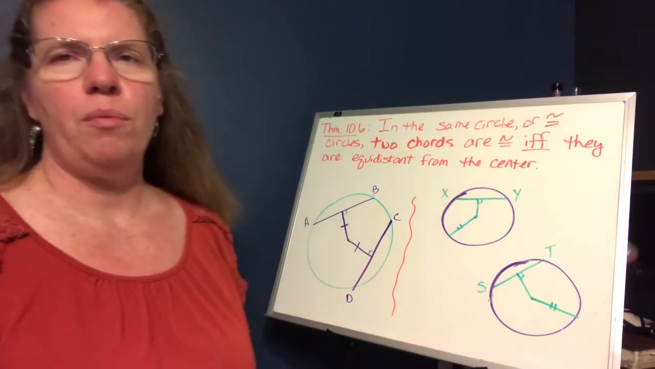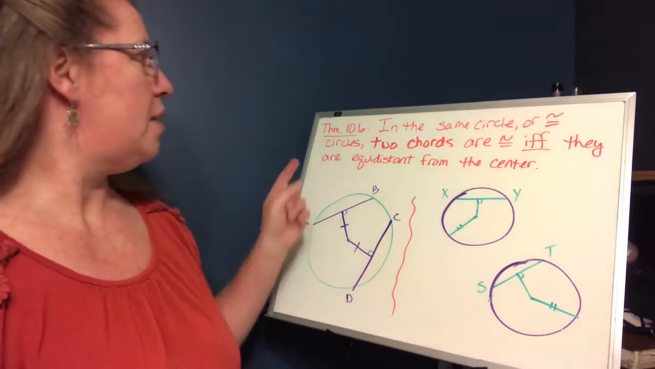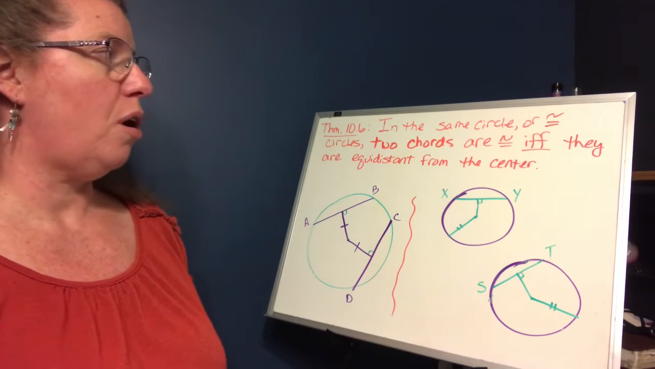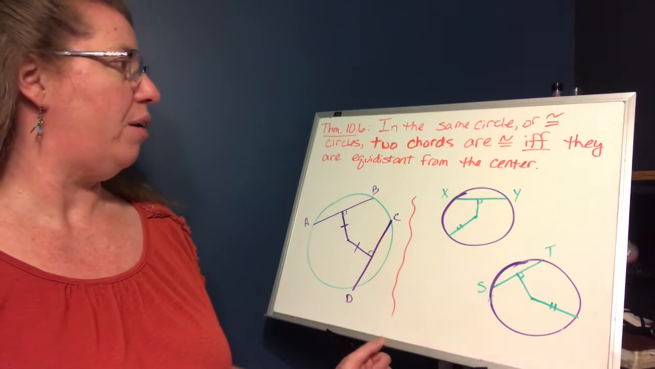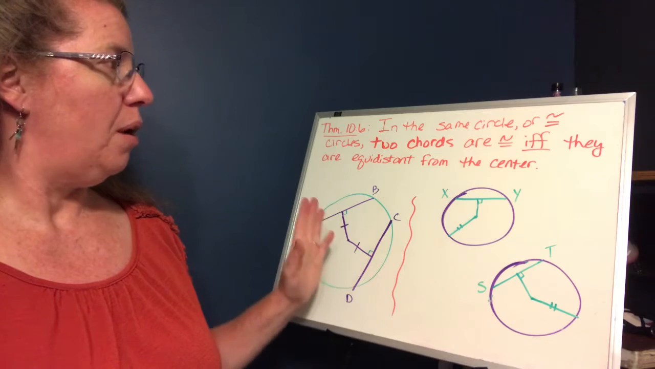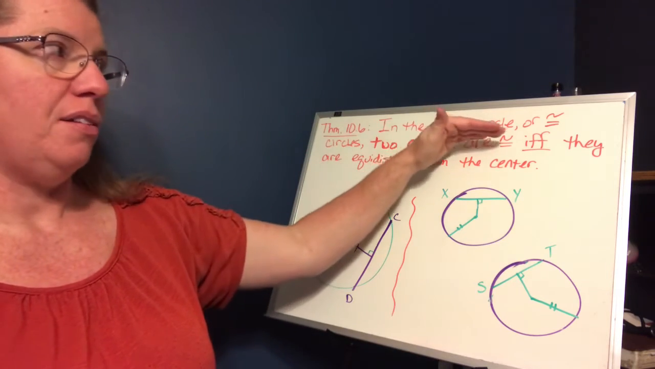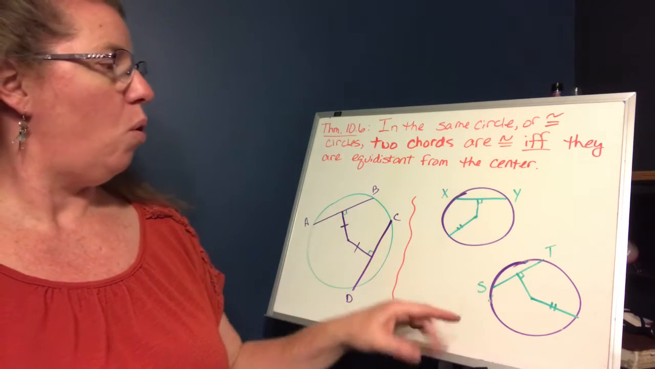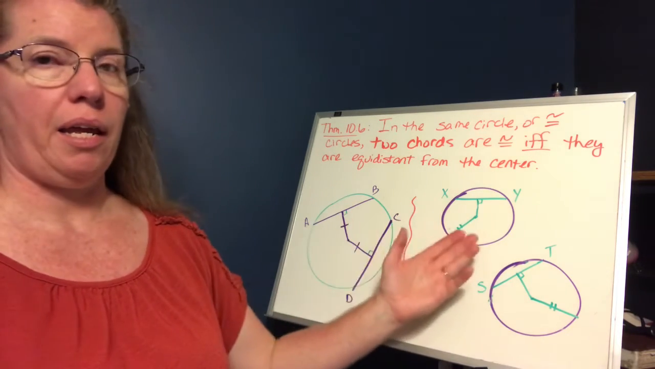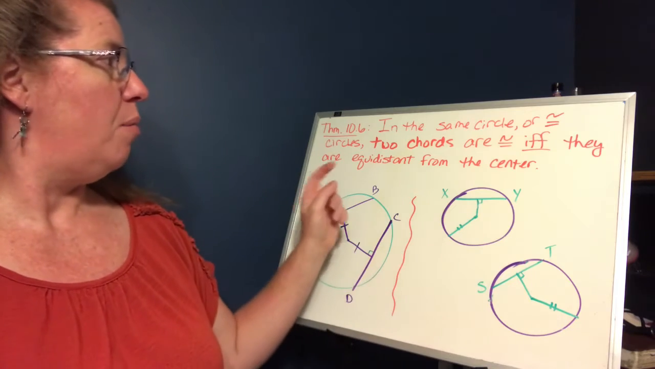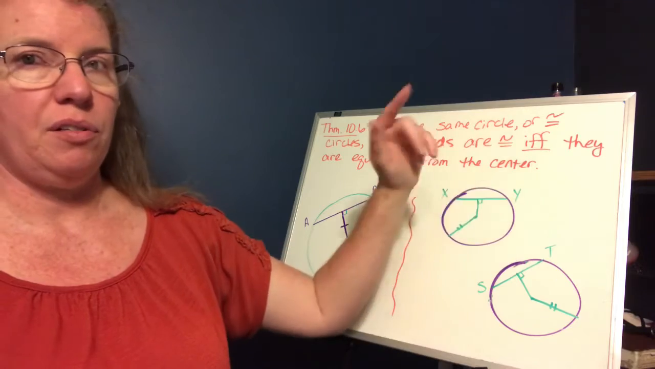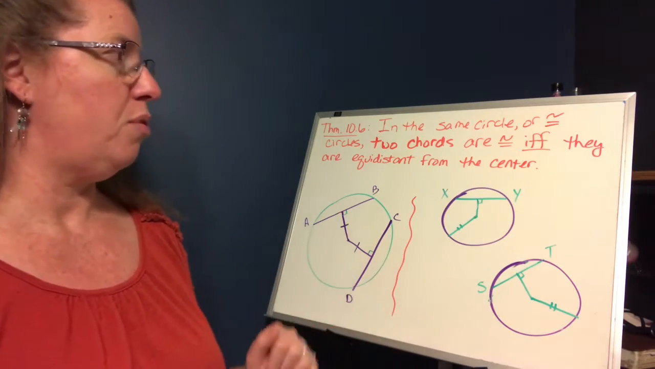Let's read theorem 10.6. It says, in the same circle or congruent circles, two chords are congruent if and only if they are equidistant from the center. So this is what we looked at just a second ago. But again, we're looking at two chords in the same circle or two chords in congruent circles. So we're going to look at it both ways, but also from both directions, because our if and only if tells us it's biconditional, so it goes both directions.